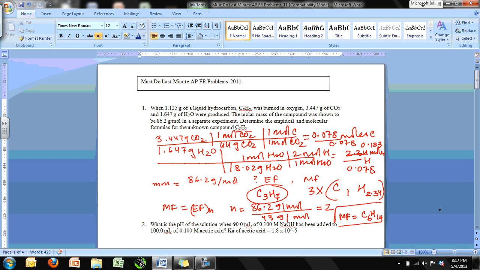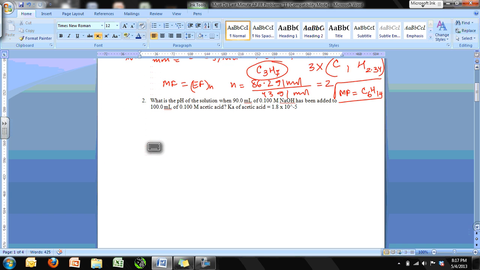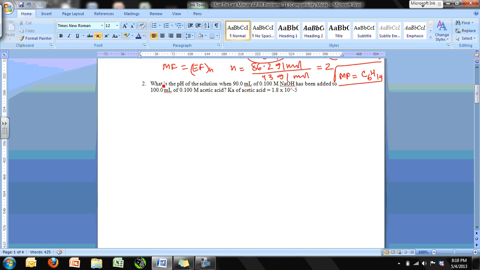I would like to remind you again, the overall process goes like this. In empirical formula from combustion data, from mass of carbon dioxide, you get moles of carbon. From mass of water, you get moles of hydrogen, and then you divide both by the smallest moles. If you get a whole number, then that's your empirical formula. If you get a ratio, you have to multiply to get a whole number. And that is the empirical formula from combustion data. That was problem number 1, pretty simple. Now let's look at problem number 2.